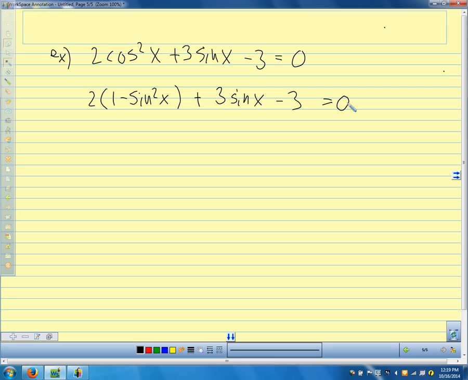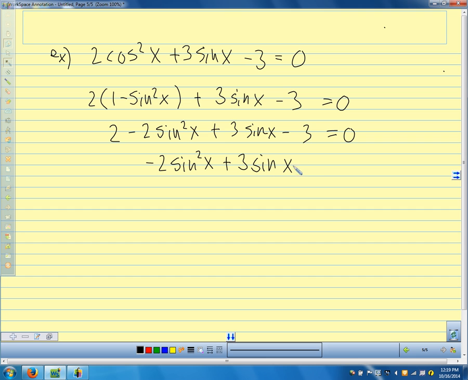So we know how to work with these identities, so sometimes we have to do these identities when we solve these equations. Now I'm going to distribute here, and I get 2 minus 2 sine squared x plus 3 sine x minus 3 equals 0. Combine like terms, so I get minus 2 sine squared x plus 3 sine x minus 1 equals 0.